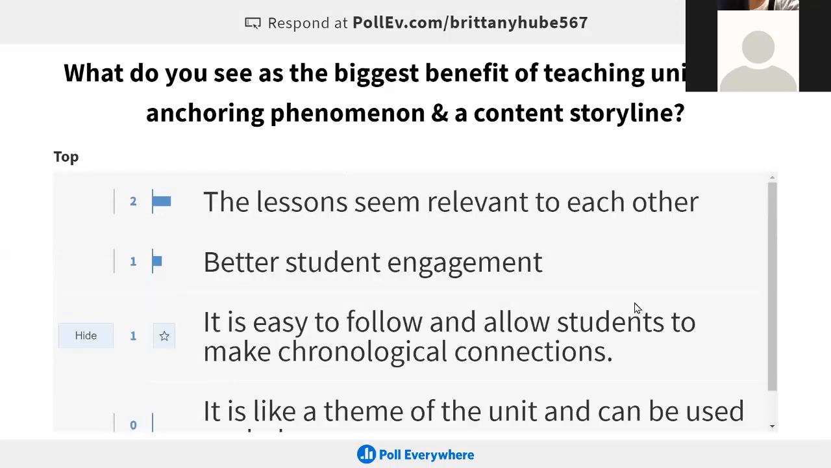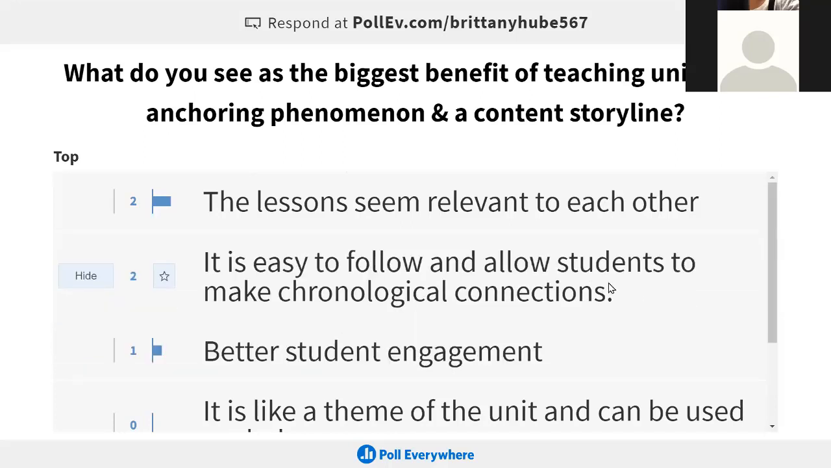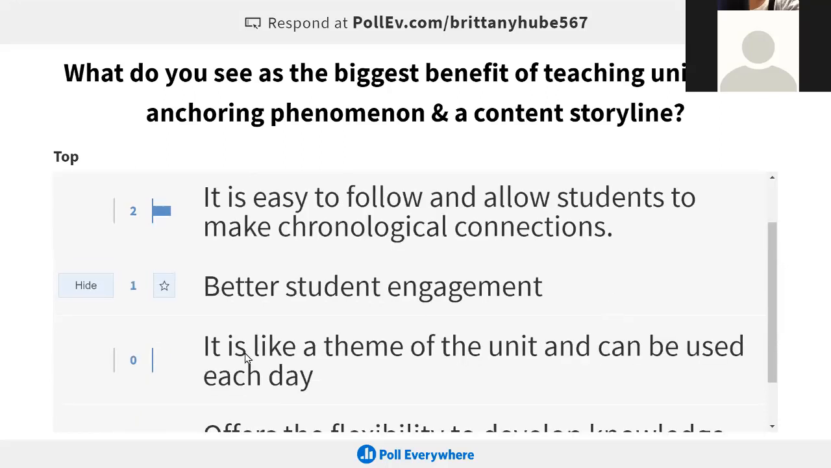I love it. Yeah, these are awesome. So the lessons seem relevant to each other. So it's definitely helpful for students to see that connection and to feel like every day they're doing something that can be used again. This one about it's easy to follow and allow students to make chronological connections, that is what I've seen as the biggest benefit, is that students can, which is what this says down here, use it each day.